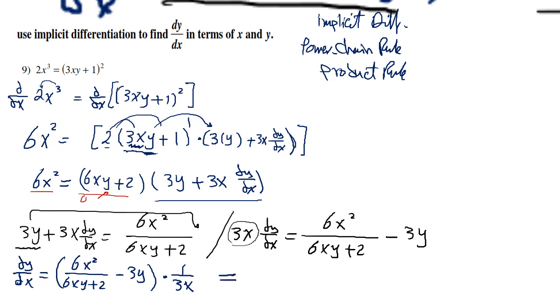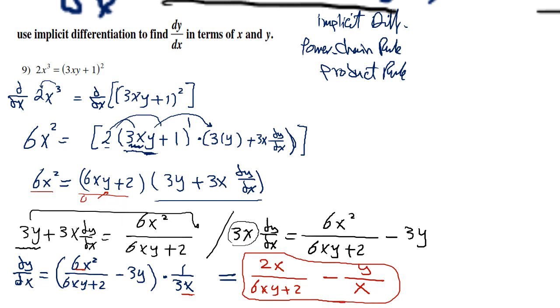Let's simplify this one. When I multiply 6x^2 by 1 over 3x, 6 divided by 3 gives me 2, so it's going to be 2x divided by 6xy + 2, minus, when I multiply 3y by 1 over 3x, I cancel the 3, so it will be y over x. So the final answer is 2x over 6xy + 2 minus y over x. If you want to make it a single fraction later you can, but I will accept this answer in the test, inshallah.